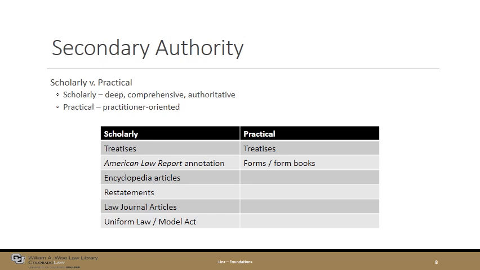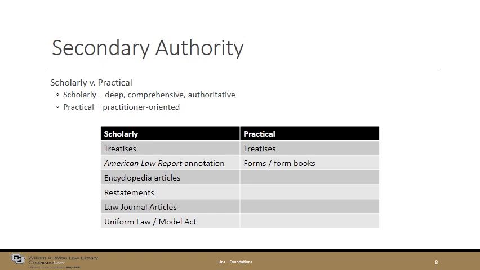Okay, a second distinction is between secondary authority which is scholarly versus that which is practical. So scholarly, what we mean by that is the publication would be very deep, comprehensive, and authoritative. Typically this would be written by law faculty or practitioners who are experts in this area of law. And the goal of it is really to study all the nuance in a subject area and to understand it deeply and completely.